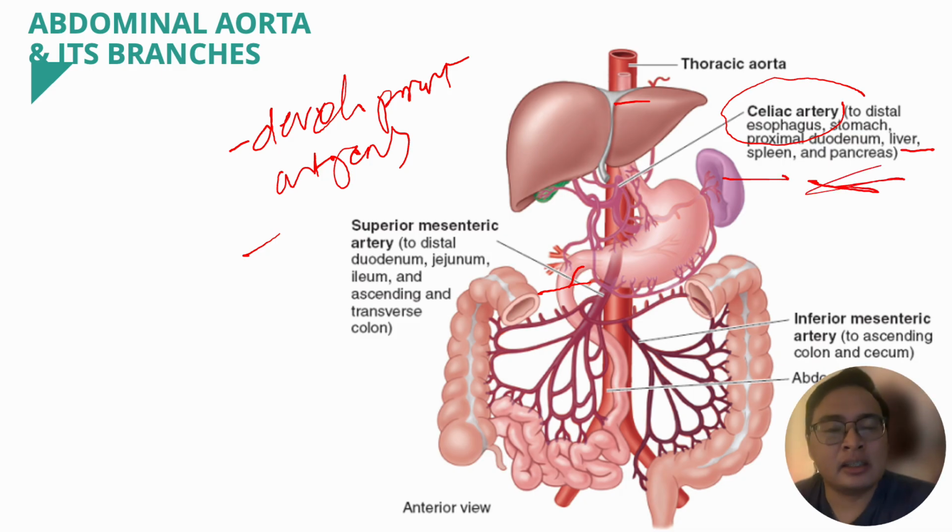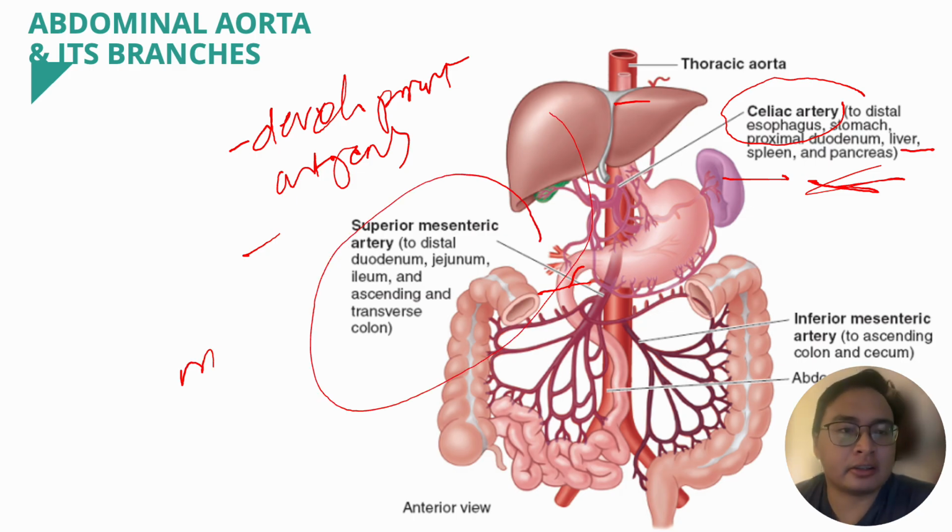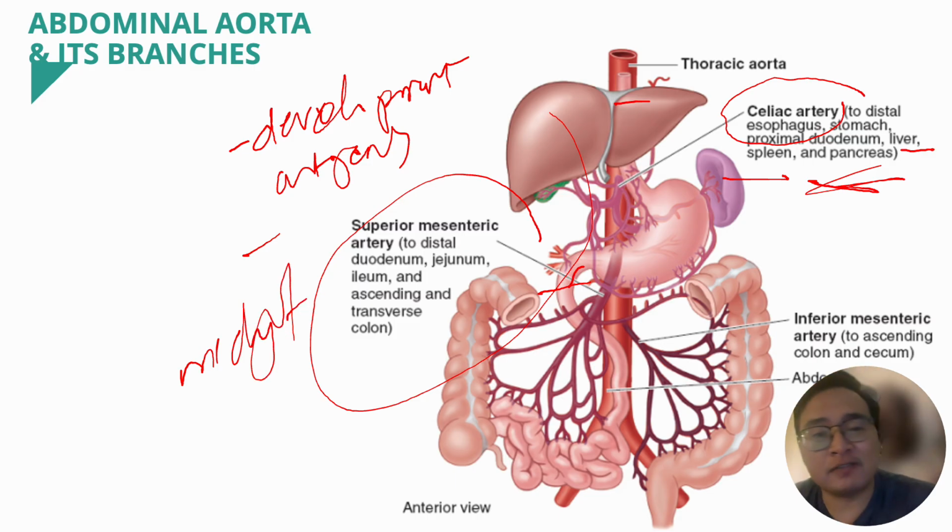In contrast, the superior mesenteric artery supplies the derivatives of the midgut. So it supplies the distal duodenum beyond the sphincter of Oddi, the jejunum, the ileum, as well as the ascending and the proximal 2/3 of the transverse colon.